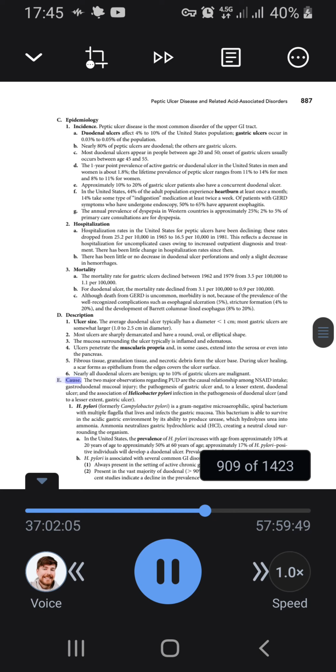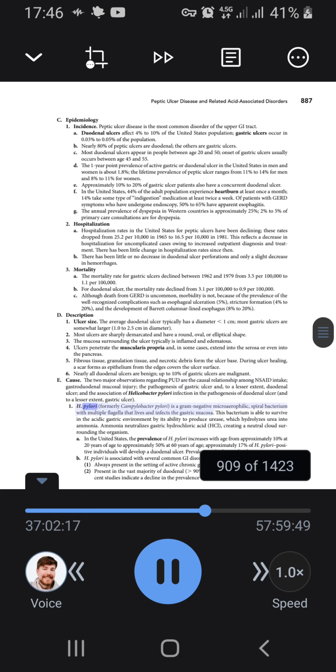E. Cause. The two major observations regarding PUD are the causal relationship among NSAID intake, gastroduodenal mucosal injury, and the pathogenesis of gastric ulcer, and, to a lesser extent, duodenal ulcer; and the association of Helicobacter pylori infection in the pathogenesis of duodenal ulcer, and to a lesser extent, gastric ulcer.